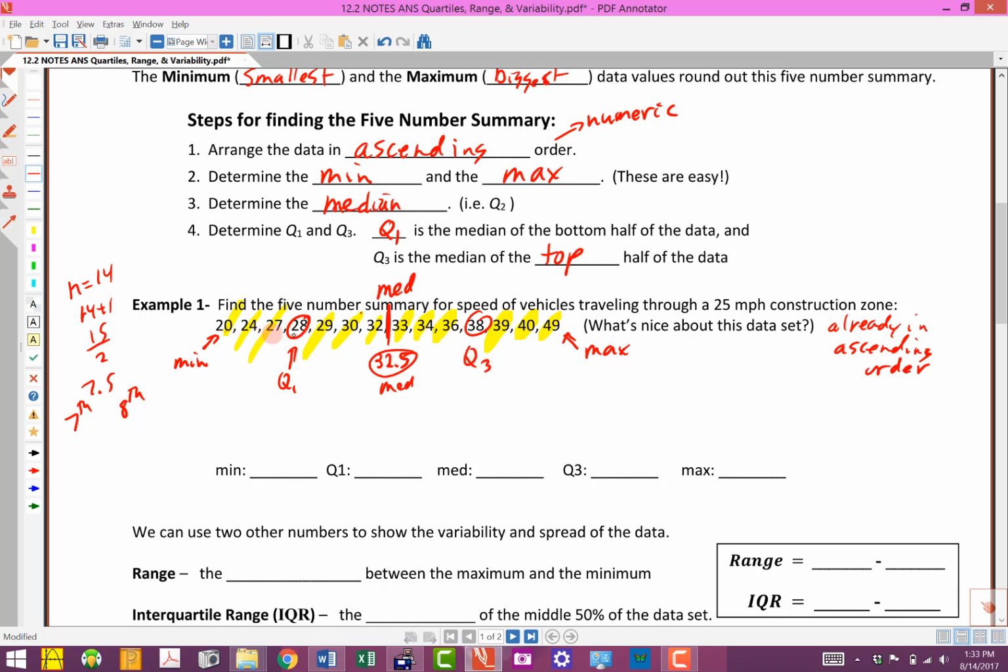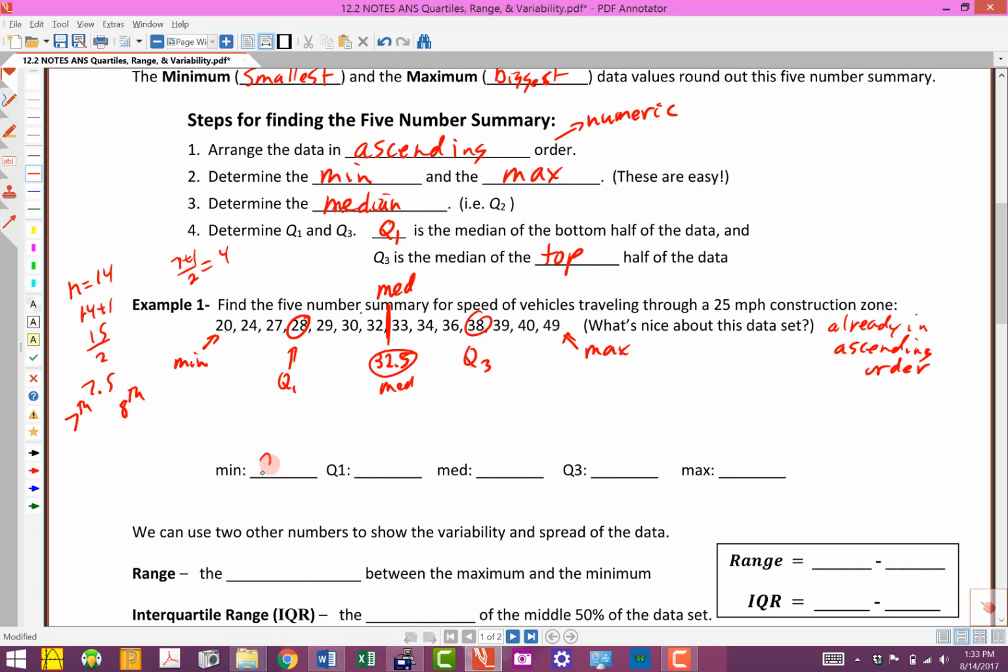Now, remember we said that there were 7 of them in this lower half. 7 plus 1 divided by 2 would be 4. So it should be the 1, 2, 3, 4th one, and it is the 4th one. And notice that helps us out up here, because if there are 7 down in this lower half, there's going to be 7 up here in this upper half. It would be the 4th one there also. 1, 2, 3, 4. There's a 4th one. Okay, so that's it. That's how we find a 5-number summary.